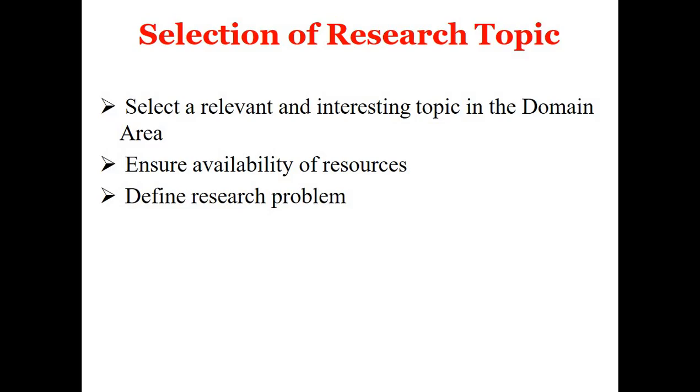Suppose our domain is computer science, so we have to select the topic from the field of computer science like AI, ML, data science, cloud computing, etc. So we have to choose the proper topic to write any research paper. After selection of the topic, we have to ensure the availability of resources, meaning what kind of resources we need to write the paper.